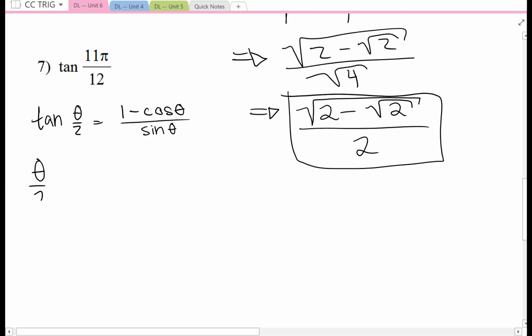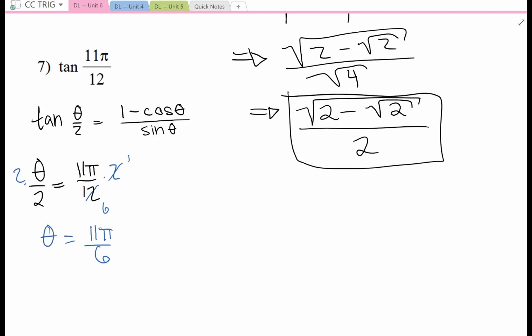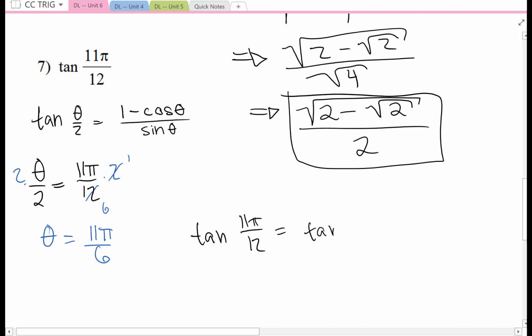Let's find theta. Theta over 2 is what they gave me, 11 pi over 12. So they're always giving you theta over 2, so you need to find what theta is by multiplying both sides by 2. Theta is equal to, that is 1 over 6, so 11 pi over 6. Yay, this is a familiar angle. 11 pi over 6. We don't need to find any coterminal. So tangent of 11 pi over 12 could be rewritten as tangent of the angle 11 pi over 6 divided by 2.